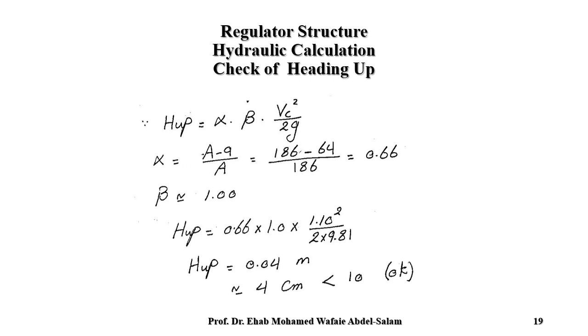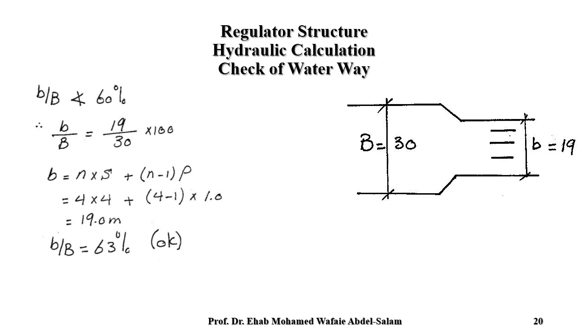Check of heading up. Heading up, alpha multiply beta multiply V square canal over 2G. Take beta equal approximately 1 and alpha equal 2.66. Then heading up equals 0.04 meter, equal 4 centimeter, less than 10 centimeter. That's okay. Check waterway, the same, B over B capital. Take the percentage, not less than 60%.